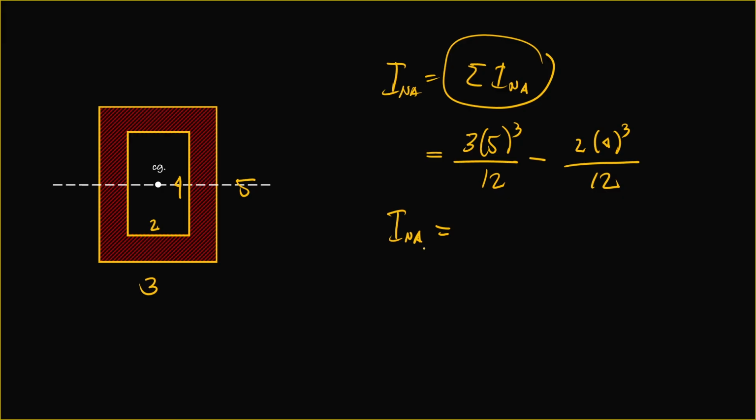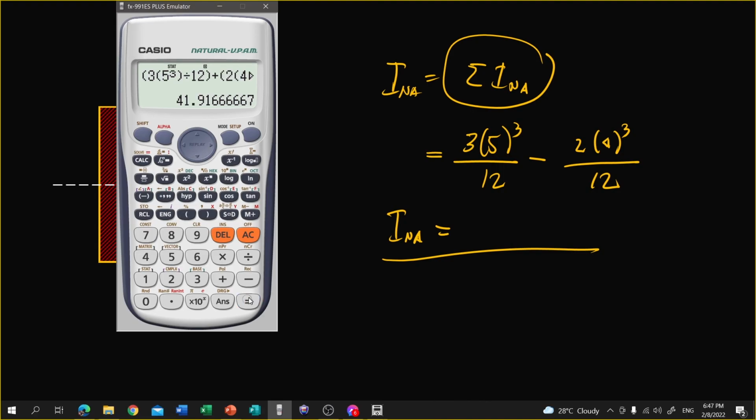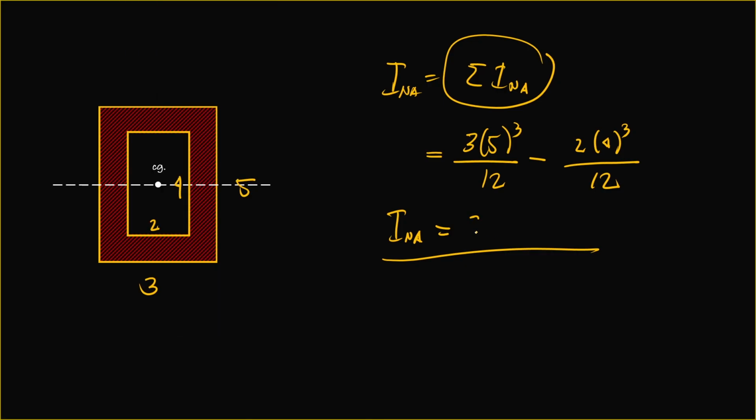Take note again, you can only use this formula if and only if the centroids of all the shapes lie on the same axis. You press equal. The answer is 41.92. Is that your answer? Oh, it is minus, Jerry, not plus. Yes, 20.58. It is minus. Sorry. 20.58, then 0.3333.